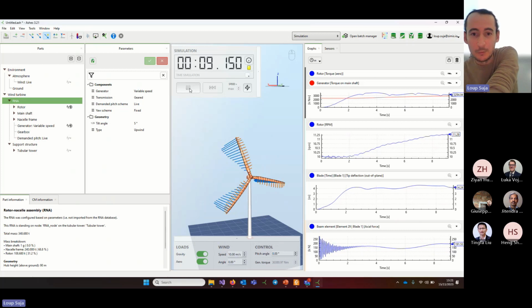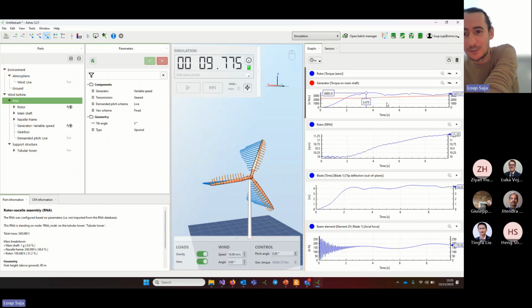And now at 10 seconds, we lose the torque. So this red curve here is gonna go down. What's gonna happen? Any ideas?